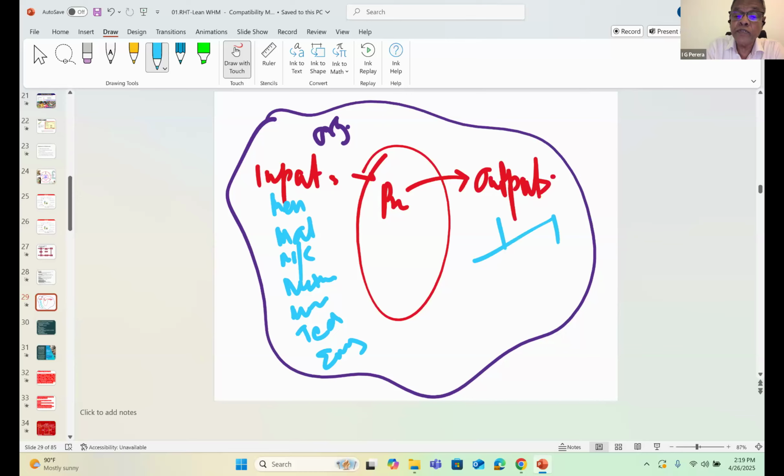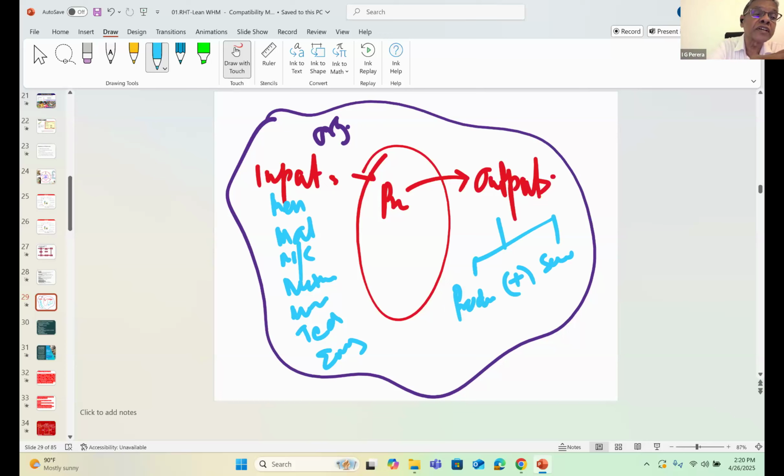Output is basically of two types. It can be products or services, or sometimes both. In certain processes, you'll get both. Just a reminder, because we need to understand exactly what just in time and lean are. We need to understand the process.